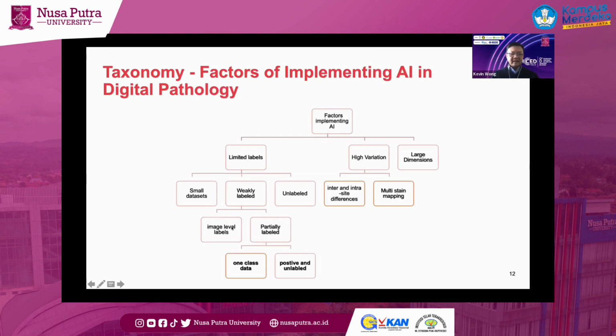There's a few things that you can go down. You can do partially labels. You can do weakly supervised training. And there's something I want to highlight here, which is the one class data.